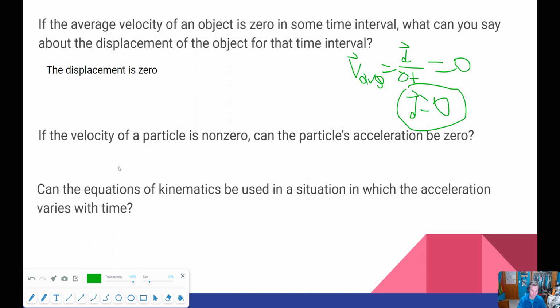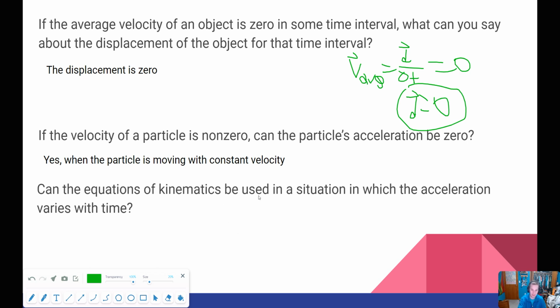If the velocity of a particle is non-zero, can the particle's acceleration be 0? The answer to this is indeed yes. You can have a velocity and just not be accelerating. That's called moving at constant velocity. This comes up a lot more when we talk about forces, where you don't have an acceleration, you're moving at constant velocity. But it definitely is possible.